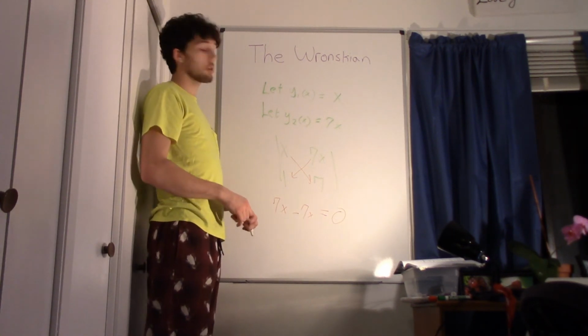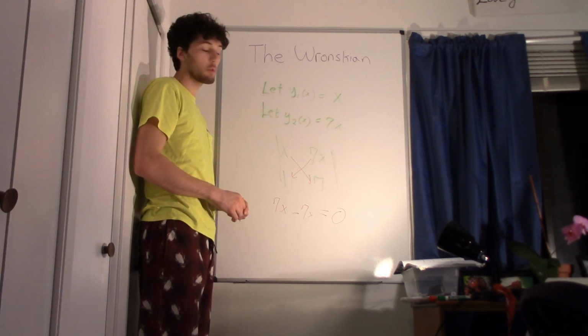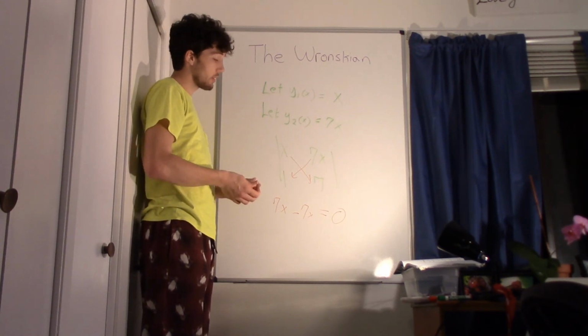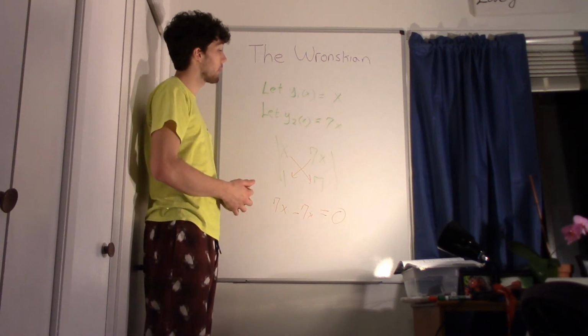So yeah, that shows a few examples of the Wronskian with 2 by 2 and 3 by 3 matrices, and expressing whether it's linearly dependent or independent. We saw examples of both.